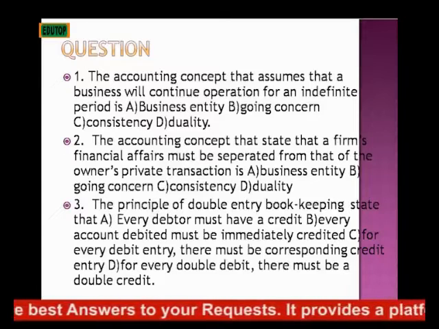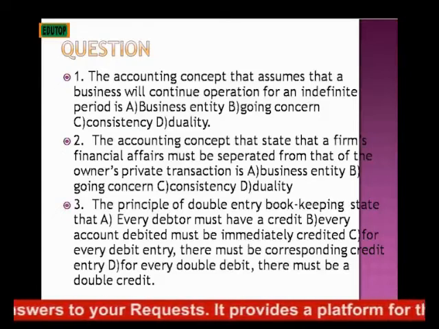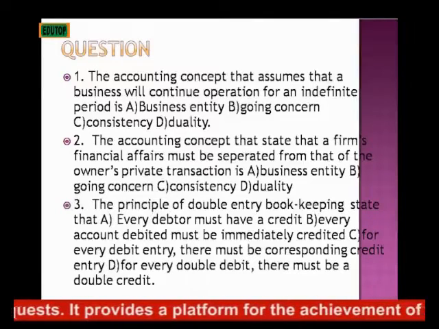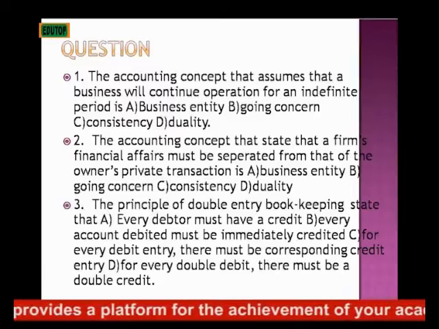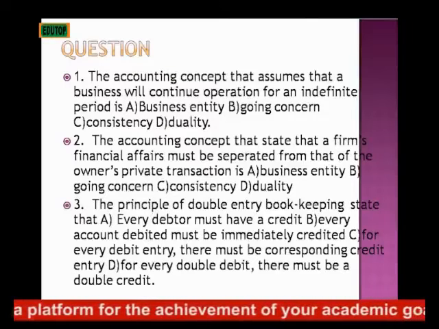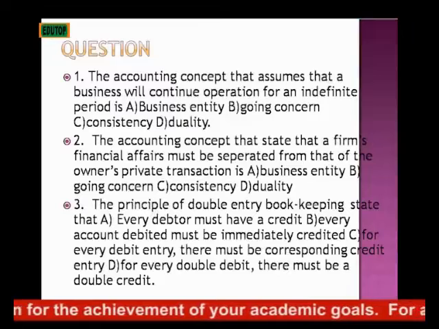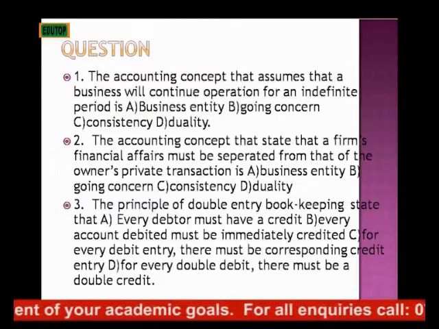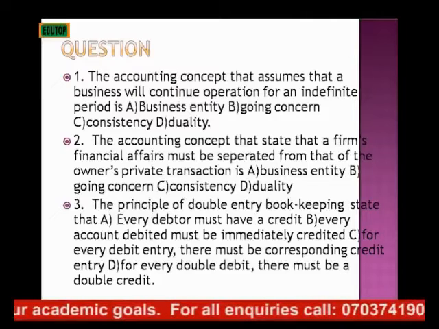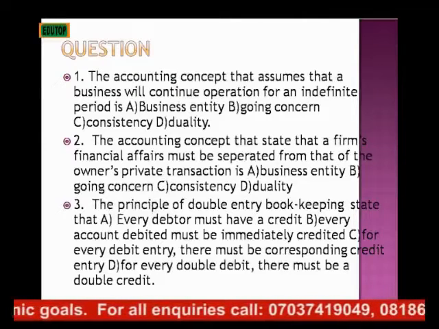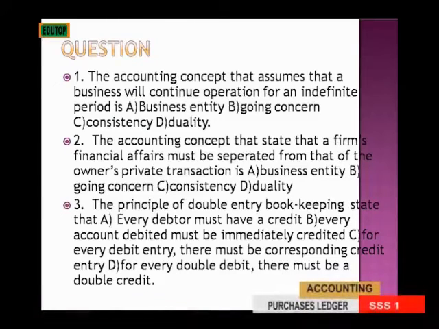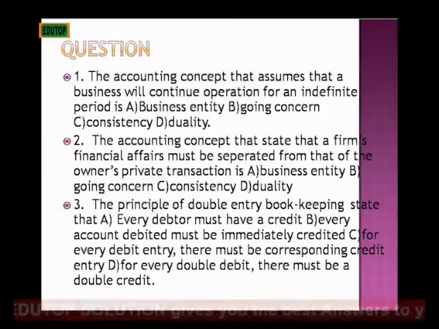Then the third question, the principle of double entry bookkeeping states that: A, every debtor must have a credit; B, every account debited must be immediately credited; C, for every debit entry, there must be a corresponding credit entry; and D, for every double debit, there must be a double credit.